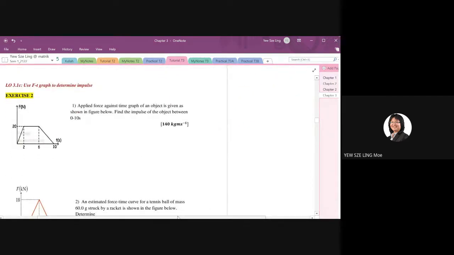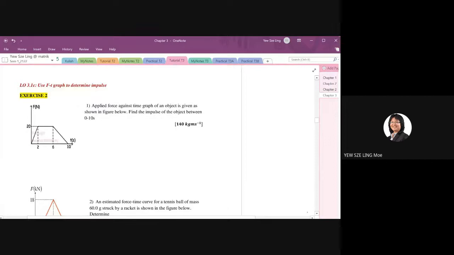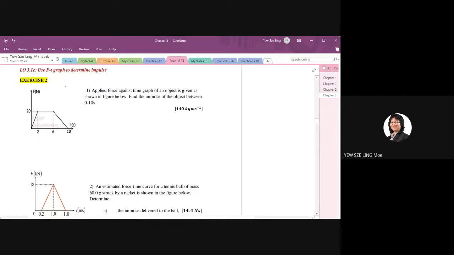Okay, now let us look at exercise 2. Exercise 2 involves graph questions. So let us do a quick revision.